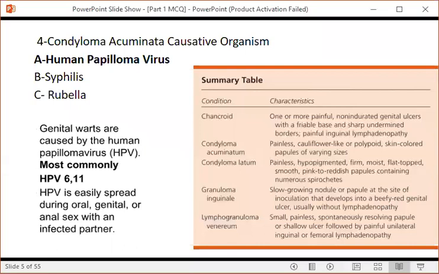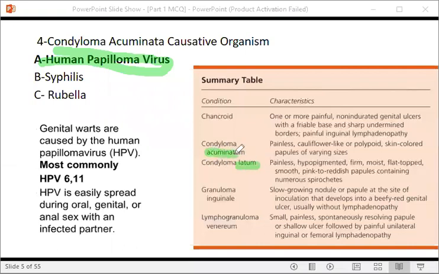Condyloma acuminata causative organism: whether it's human papillomavirus, syphilis, or Ebola. Of course, guys, it is human papillomavirus. Of course, the differential diagnosis of genital ulcers could be chancroid, condyloma acuminata, or condyloma lata.